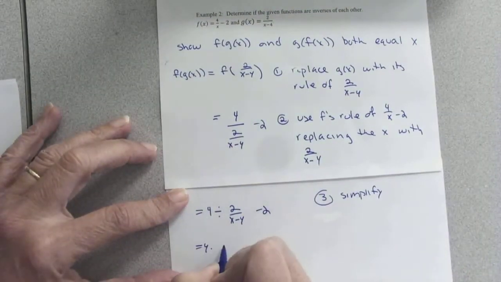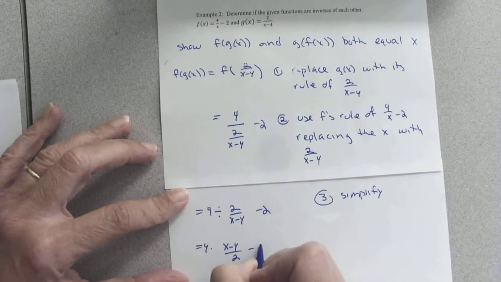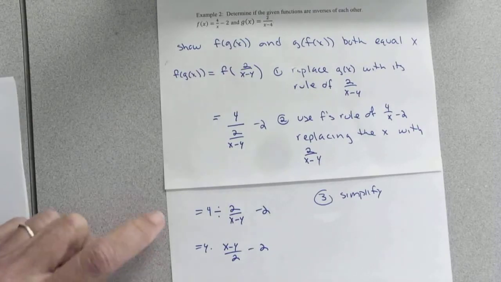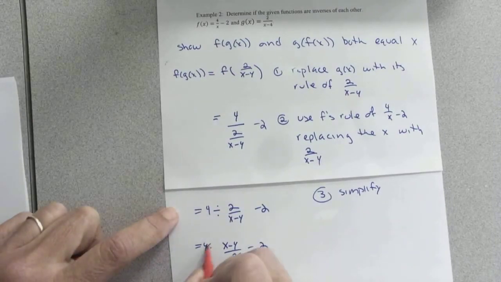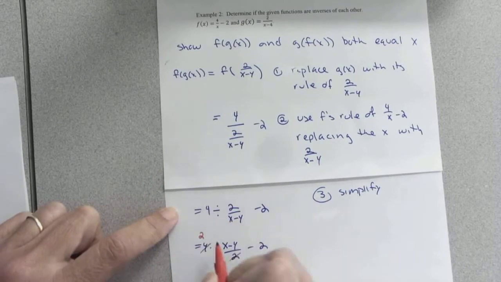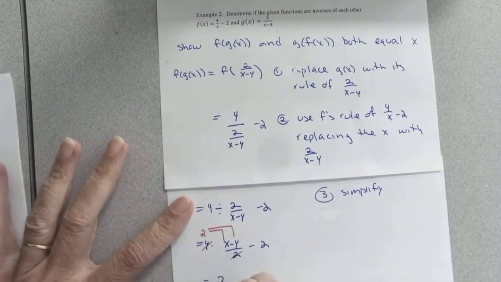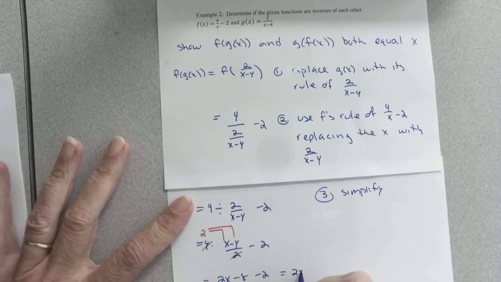Then somewhere in elementary school, you learned that the way we divide fractions is invert and multiply. Keep simplifying. The 4 and the 2 cancel, leaving 2. And then that 2 I'm going to distribute. And so I get 2x minus 8 minus 2, which equals 2x minus 10.